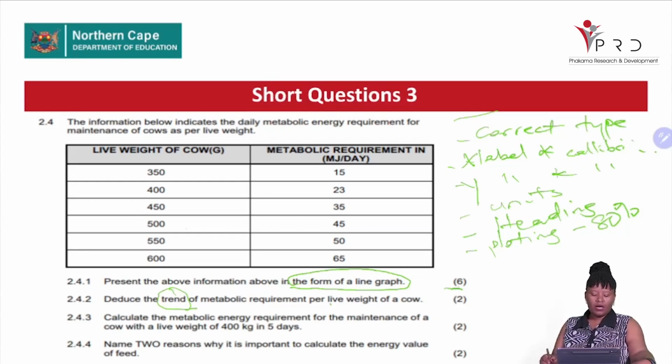Okay. So the trend of metabolic requirements per live weight of a cow. Is it increasing or is it decreasing? As metabolic requirement increases, also the weight gain increases, or the live weight increases.